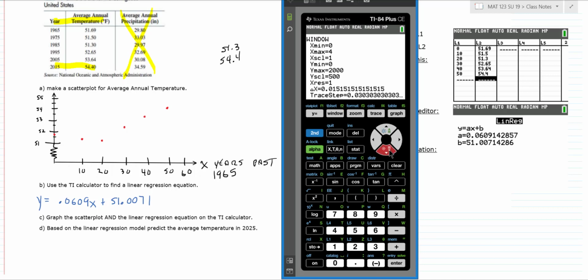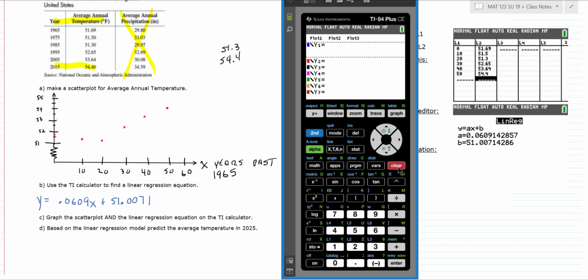So let's go 0 to 60 by a scale of 10. That's the x-axis, going 0 to 60 by 10. For the y, you can start it anywhere you want. Let's just start it at 51 like we did, and then take that all the way up to 55. We can scale by 1, so let's scale by 1 like that.